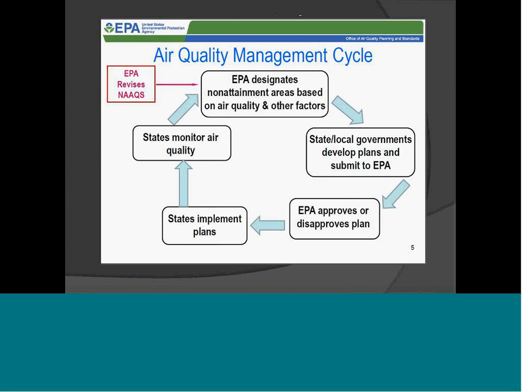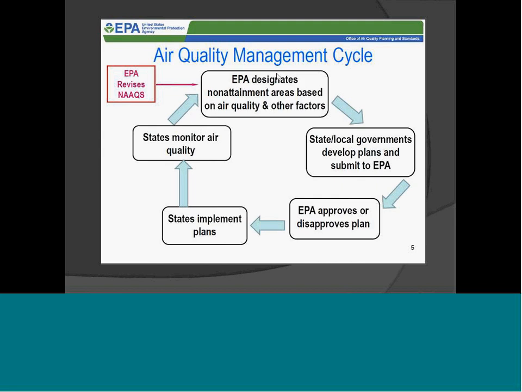And so I have this air quality management cycle, and I really like this slide because it just shows in broad terms what the process is. In the upper left-hand corner, the EPA revises the National Ambient Air Quality Standards. That happened in 2006. So EPA designates a non-attainment area. In 2009, state and local governments develop plans and submit to EPA, which I can't recall when the moderate SIP was submitted. EPA approves or disapproves the plan, which EPA approved the plan in 2017. And so the state is implementing the plan, which we're doing right now, and always monitoring the air quality.